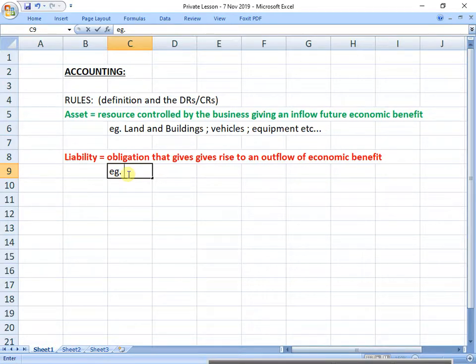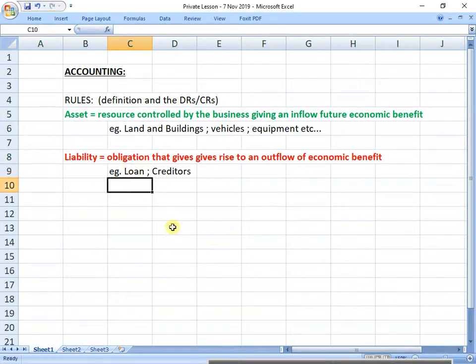Okay, so if you take out a loan, what do you have to pay in the future? Not double, it could be double, but you'd have to pay interest and you have to pay back what you took out. So the bank gives you a loan, you have to pay back the principal, which is what you got from the bank, and the interest. So a loan would be a liability.